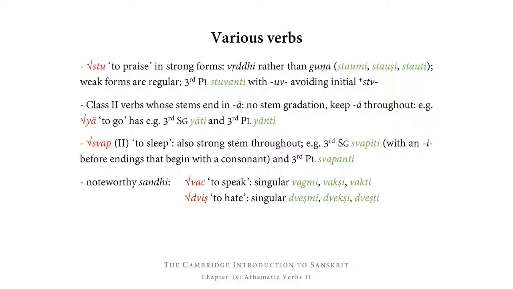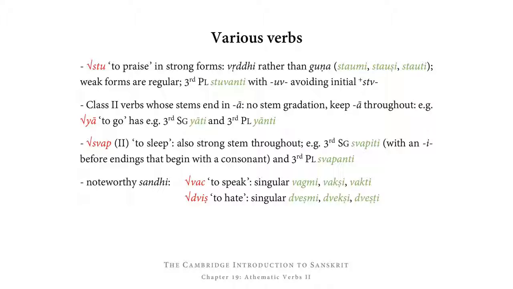Then, svap, which is also class 2 and which means to sleep, also has the strong stem throughout the paradigm. So we have a third singular svapiti and a third plural svapanti. So svap, strong stem throughout the paradigm. Also note, svapiti adds an i between the stem, svap, and the ending, t, and this is something that this verb does in all the endings or before all the endings that begin with a consonant.